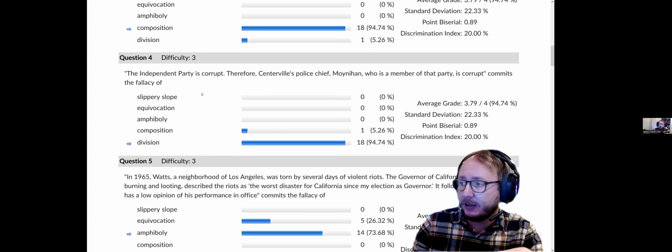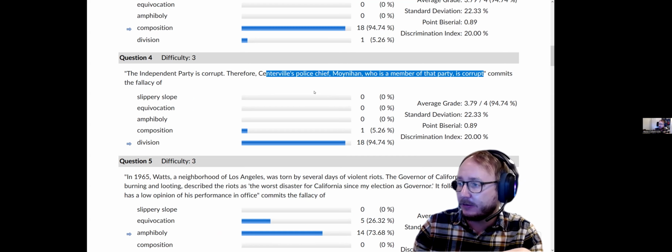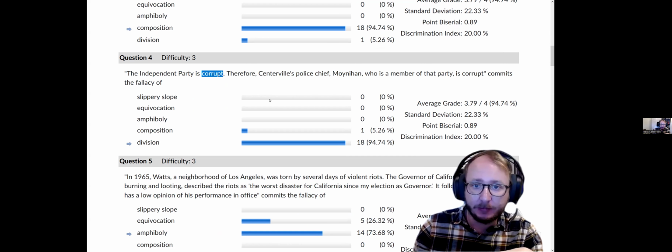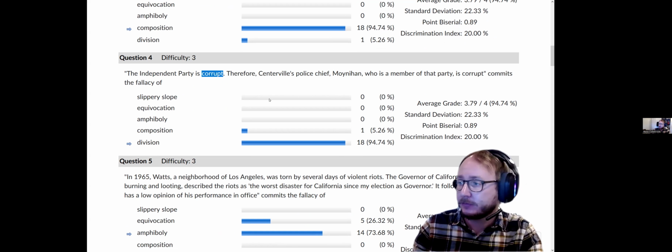Question 4, this one goes the other direction. Here we're starting out with the whole thing, which is the independent party, and then we're drawing a conclusion about one of the parts, which is one of the members of that party. But saying that a political party is corrupt is not necessarily the same thing as saying that an individual in that party is corrupt, right? Corruptness may mean a different thing when applied to a party as opposed to applied to an individual.